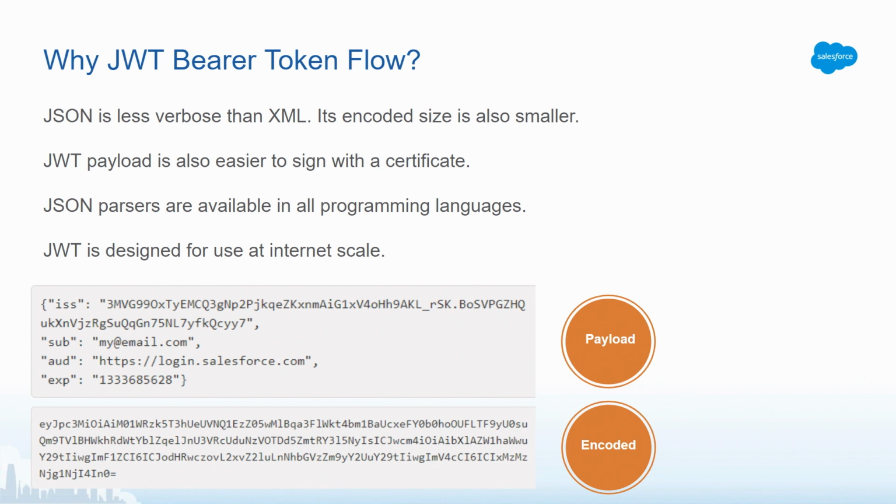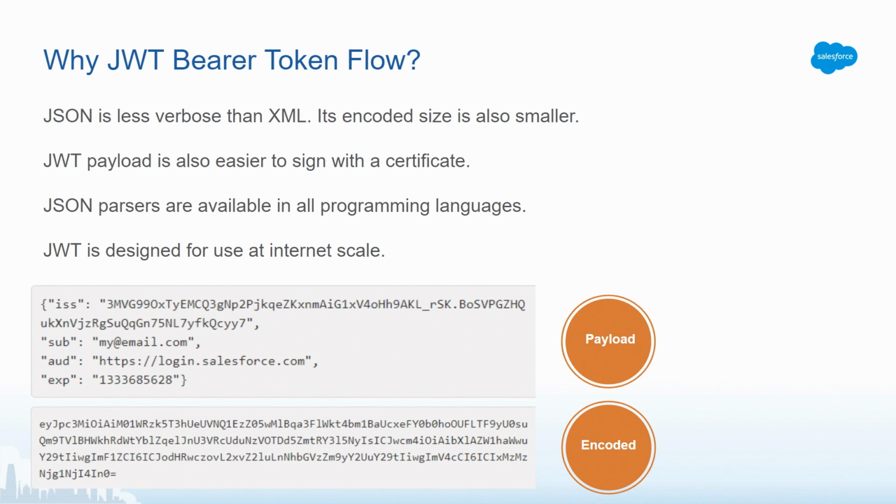Some of the key things to understand with this flow is that JSON is less verbose than XML. So the JSON payload ends up being smaller, and therefore it's easy to sign it with a certificate. JSON is supported by most of the programming languages out there, like Node.js, JavaScript, Java, C#, Ruby on Rails. And JWT and JSON are fundamentally designed for use at large scale, or the scale of the internet.